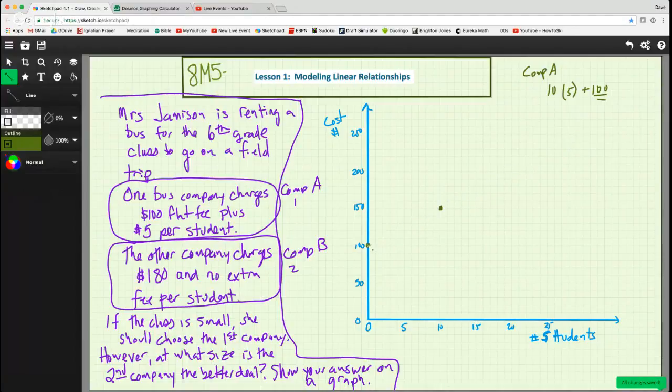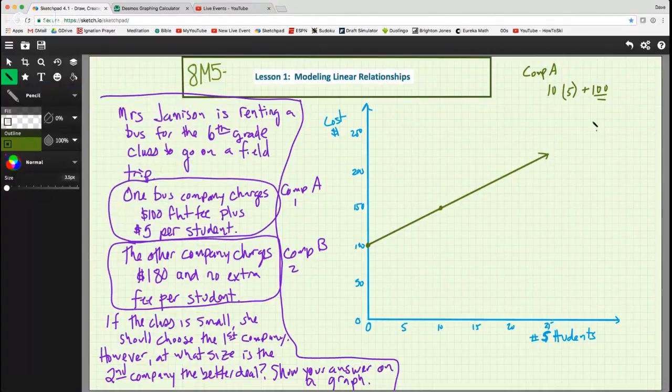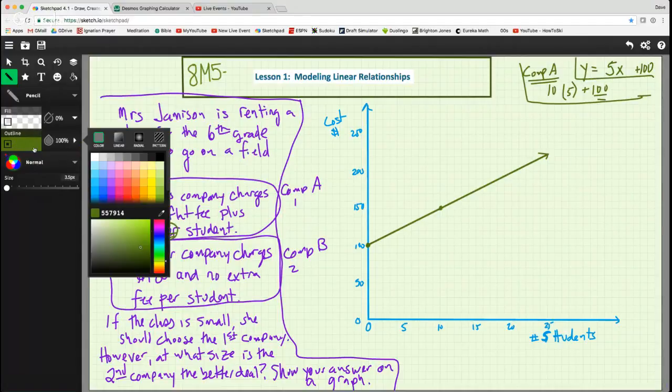Whoops. There we go. Let's go ahead and write this as an equation because we know how to do that. We know that our y-intercept is 100, and we know that our slope is what? What's our rate? We see this keyword per here, so there's our rate: 5x. So there's company A. This is our equation. This is our graph. And we're off, cooking with gas.